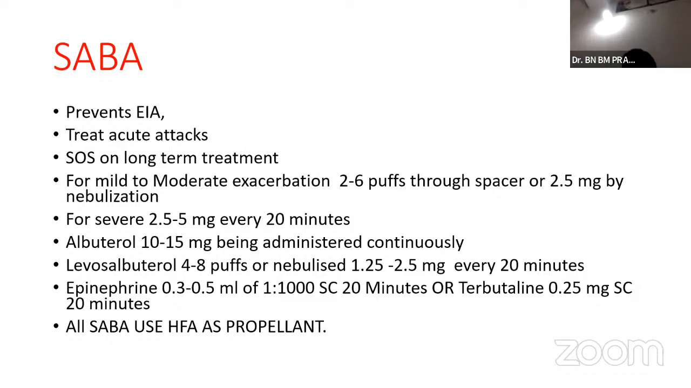So, of course, today we don't have the CFC. Chlorofluorocarbons are not there because they have freon, which reduces the ozone layer. As per the Montreal Protocol, after 2006 it has been banned, and today we have HFA, hydrofluoroalkane, as a propellant, and that is used in all these MDI, metered dose inhalers. Next slide, please.